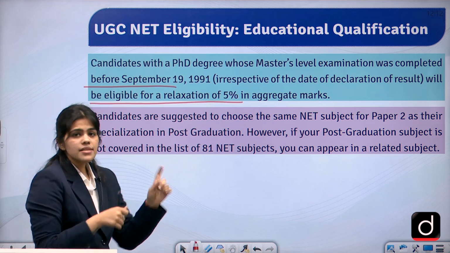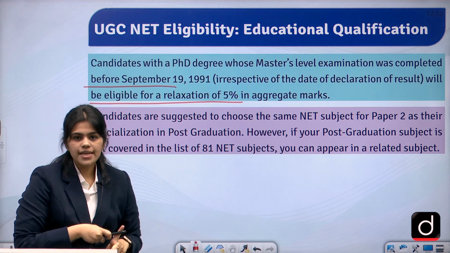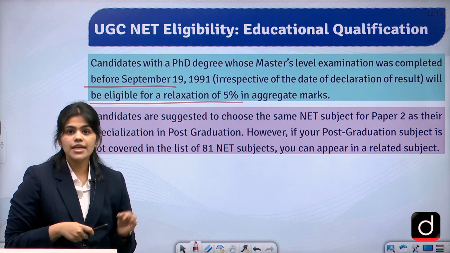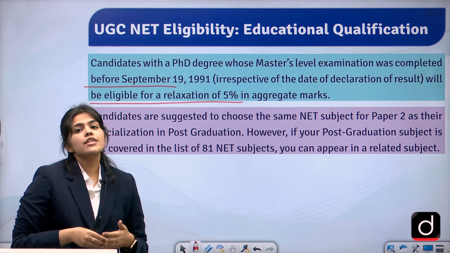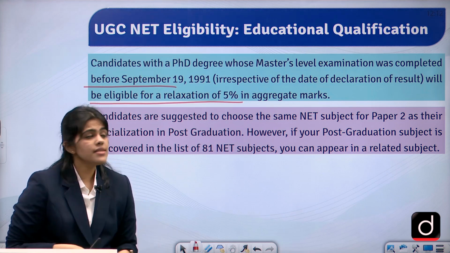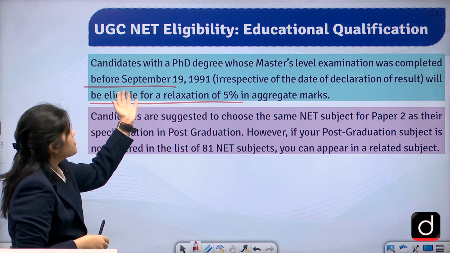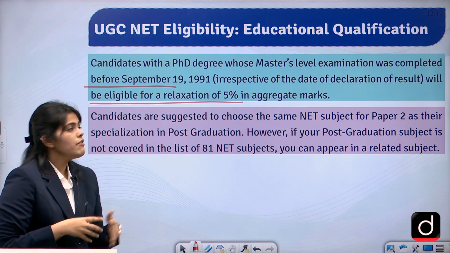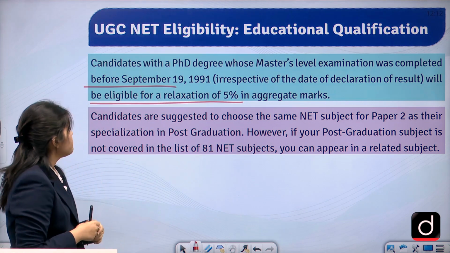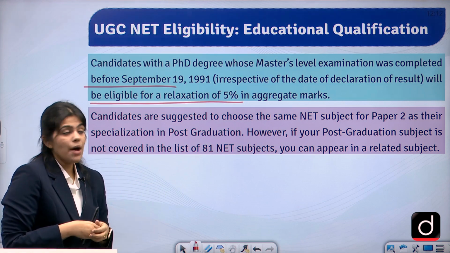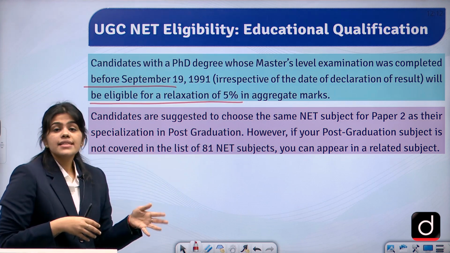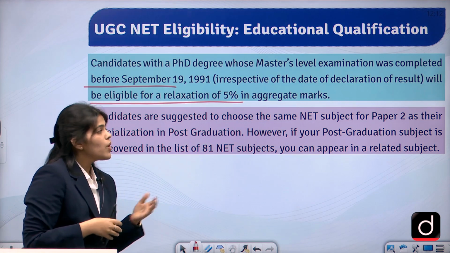So we'll quickly discuss. If you are from a general category, you should have 55% in your masters or above. If you are from a reserved category, then you can also have 50%. But if you have given this PhD degree, then you can have 50% as your aggregate. Then the candidates are also suggested to give the NET exam in the subjects in which they have done their masters. Now, what is this thing?